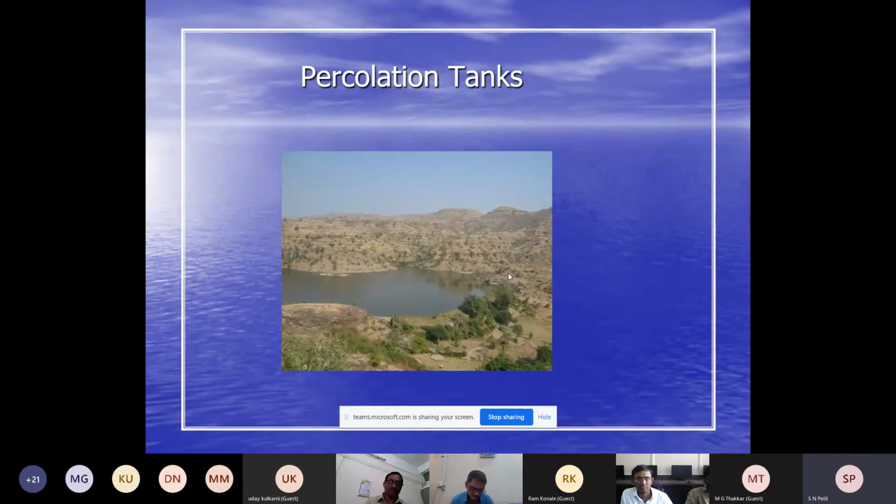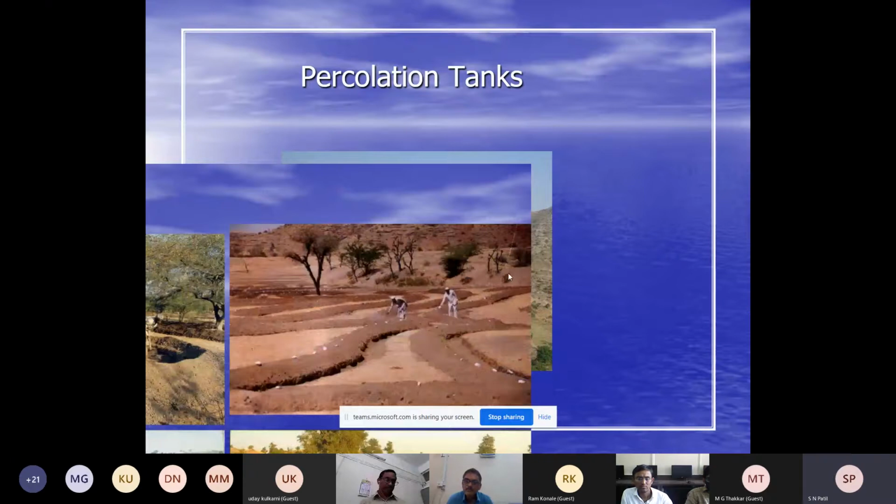Percolation tanks must be constructed on a pervious rock. Otherwise, if you construct the percolation tanks on impervious rock, then there is no use of this particular tank, and we waste a lot of valuable money for that. Then percolation tanks are also one of the conservation measures.